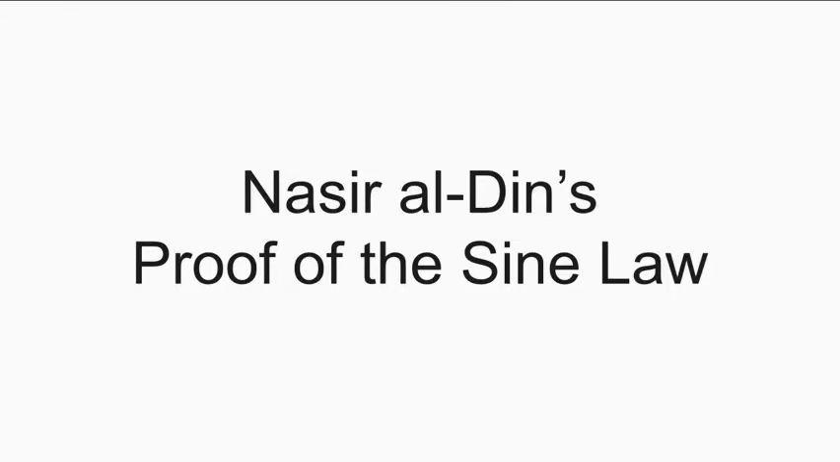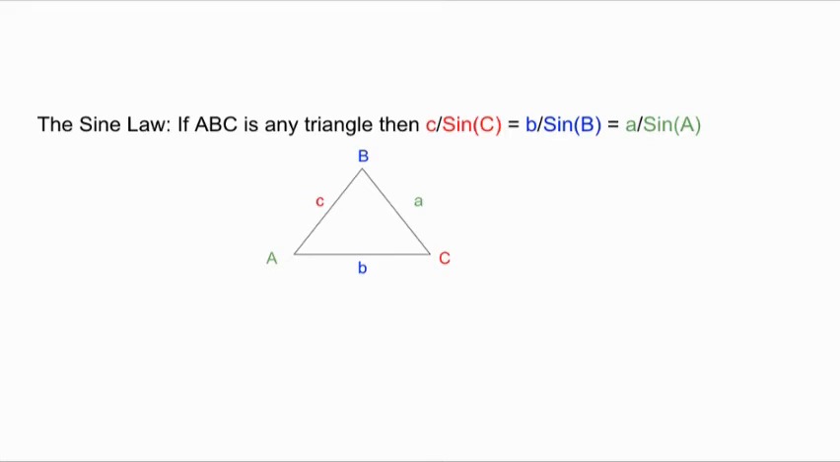Today we will be looking at Nasir al-Din's proof of the sine law. We will be proving the sine law, which states that if ABC is any triangle, then C over sine C is equal to B over sine B and is equal to A over sine A.